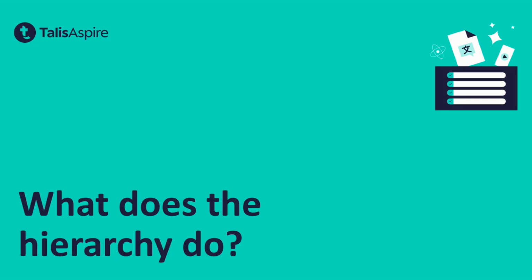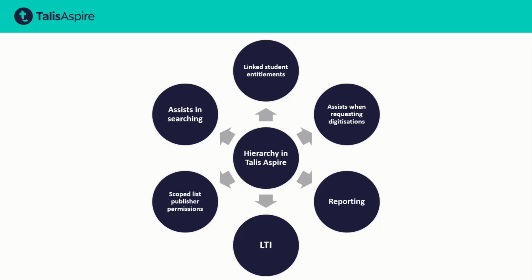So, without further ado, what does the hierarchy actually do? Well, the simple answer to that is that it does many things. Essentially, it provides a structure for your lists and helps to facilitate internal processes. And here's a quick graph to visualize some of those. So in terms of student entitlements, you can use the hierarchy to populate the My Lists area for students with the lists that those students are enrolled in. This would require a bit of work on your end with your IDP, but it's something that you can facilitate with the hierarchy. It can help when requesting digitizations.